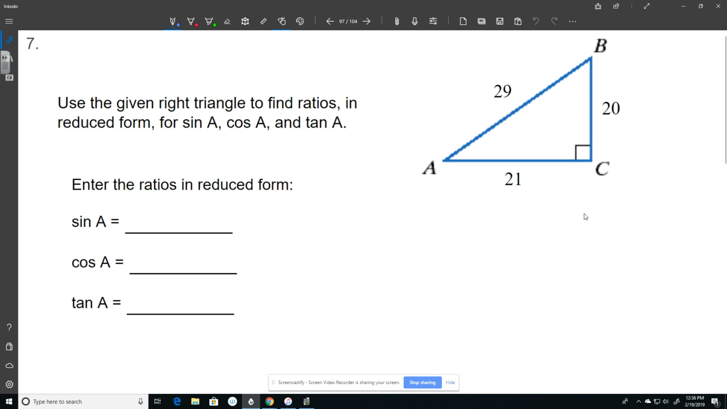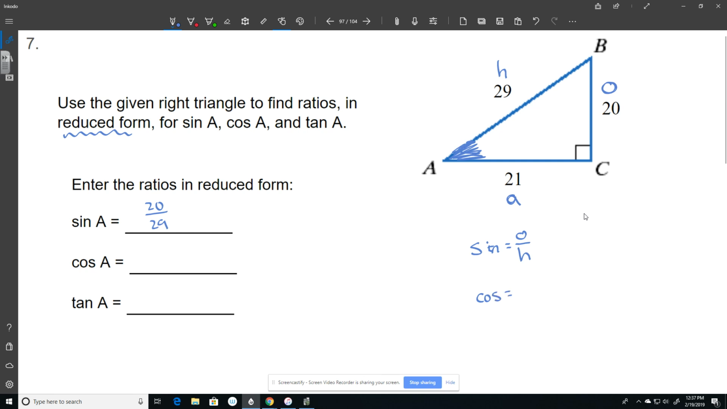Use the given right triangle to find the ratios in reduced form. That reduced form is important. It wants simplest form for sine of A, cosine of A, tangent of A. So we're using angle A right here. And if I'm using angle A, that makes 20, this side, my opposite side. The 21 is my adjacent side, and the 29 is my hypotenuse. So to write my ratios, sine of A, remember sine equaled, let's write it out. Sine equals opposite over hypotenuse. So sine of A is the opposite 20 divided by the hypotenuse 29.